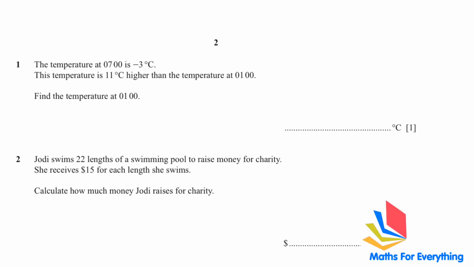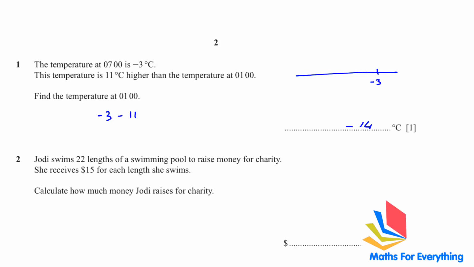We want to find the difference between the two temperatures. That's the reason we will subtract. So that's it. And this is going to be -3 minus 11, which will give us -14 degrees centigrade. If you don't understand it like that, we'll make a number line.